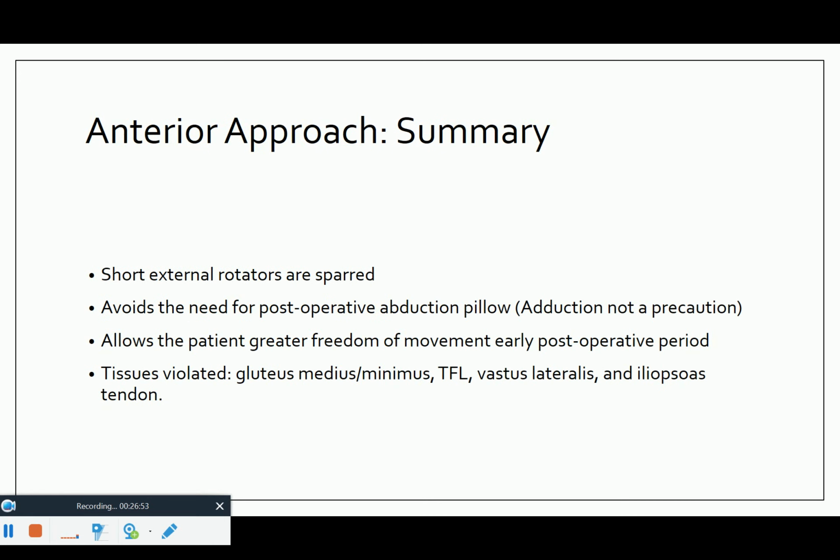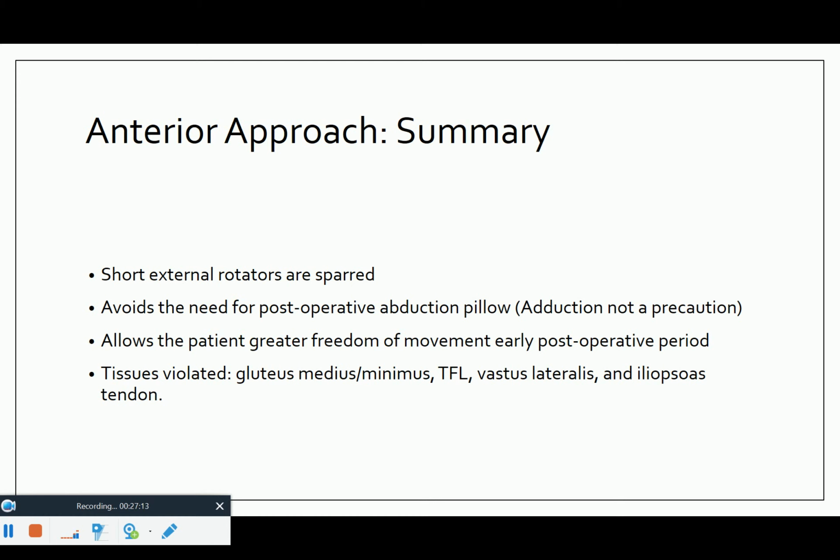So in the anterior approach, they actually spare those short external rotators. This avoids the need for a post-op abduction pillow because adduction is not a precaution. It allows the patient greater freedom of movement in the early postoperative period.